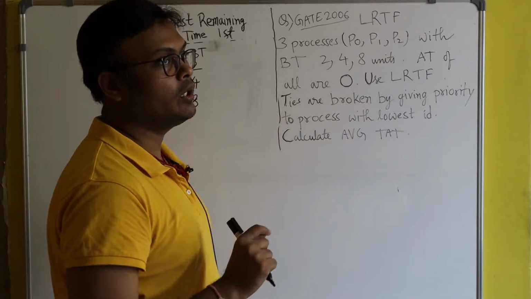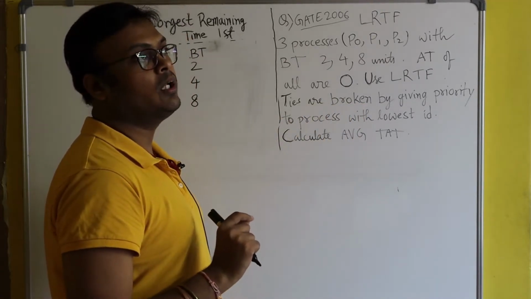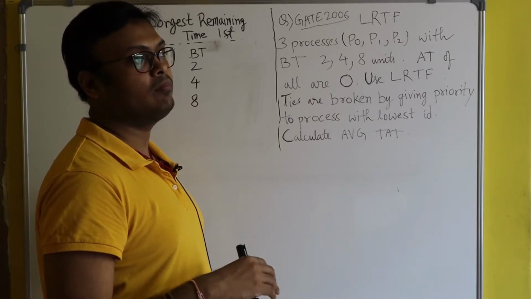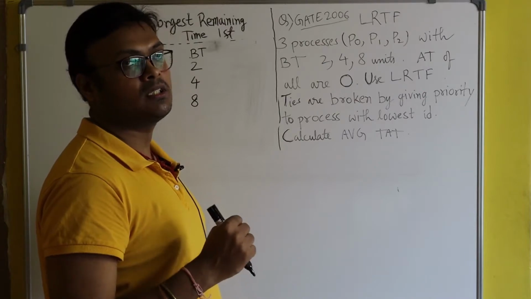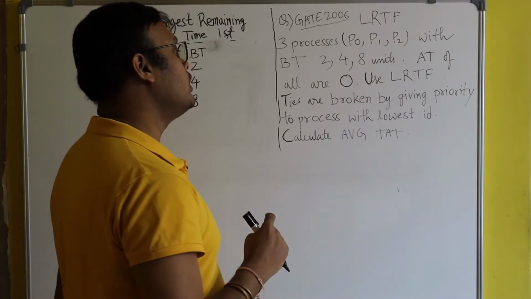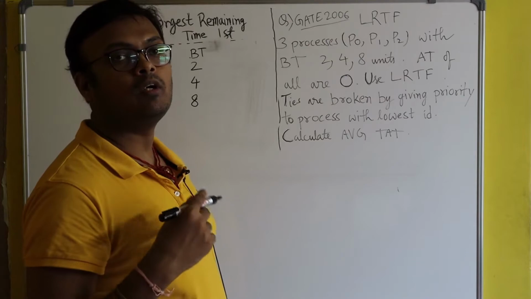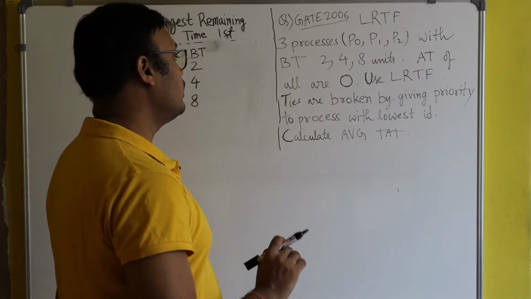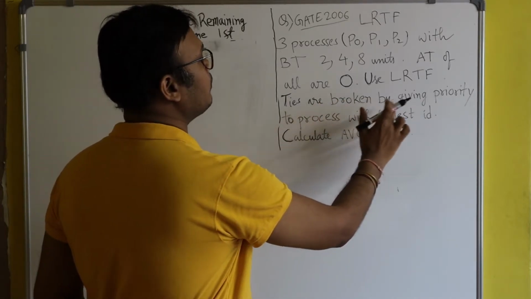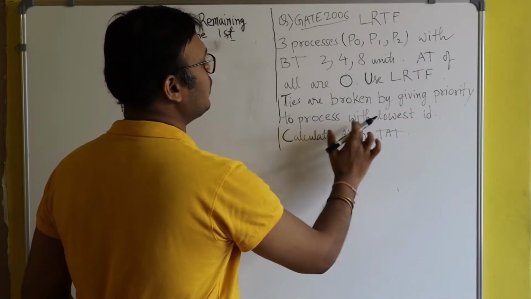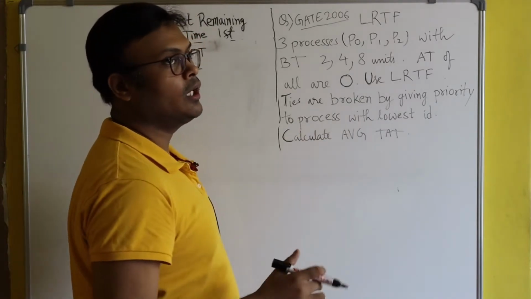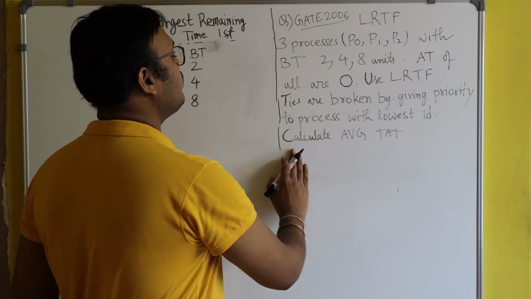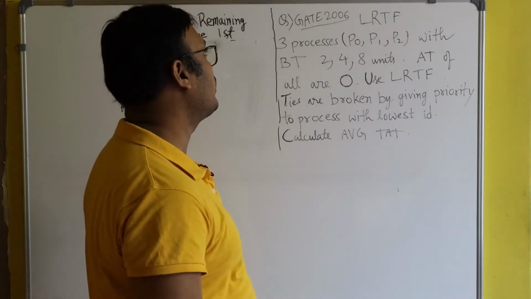Ties are broken means what? If more than one process has the same burst time left, then there is a tie. So CPU should be given to which process? There should be a tiebreaker. Ties are broken by giving priority to the process with the lowest ID. So ultimately we have to find out the average turnaround time.